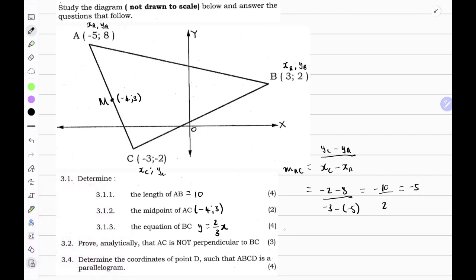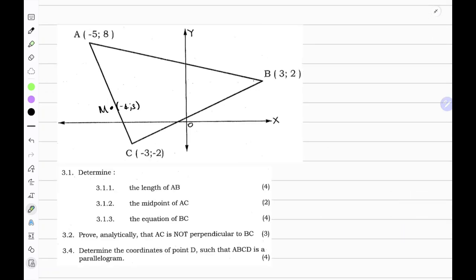So we can test. Let's find the product of the gradients. That is MBC multiplied by MAC, which is equal to 2/3 times -5, and this is equal to -10/3, which is not equal to -1. Therefore BC is not perpendicular to AC because the product of their gradients is not -1. Instead, it's -10/3. So let's have a look at the last question.